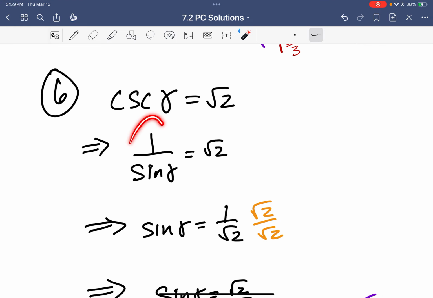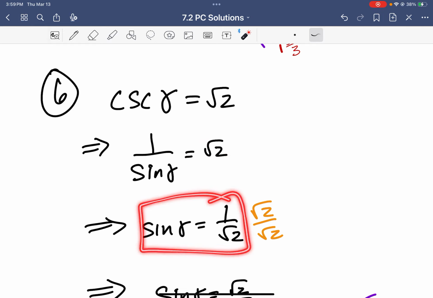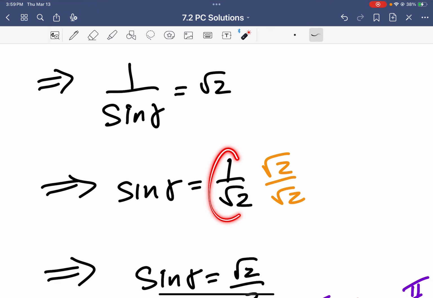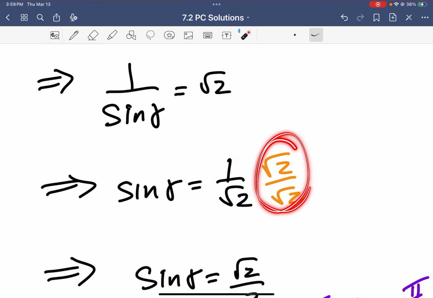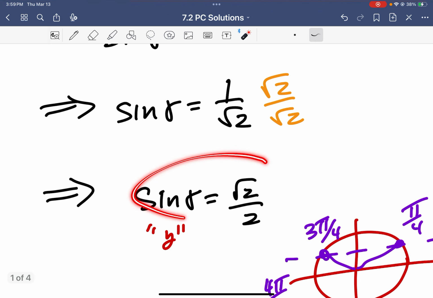Number 6, cosecant is 1 over sine. So if 1 over sine is equal to the square root of 2 over 1, I can cross multiply and solve and get that sine is equal to 1 over root 2. But that doesn't look like something on my trig hand until I multiply it by this well-chosen 1 to get this.